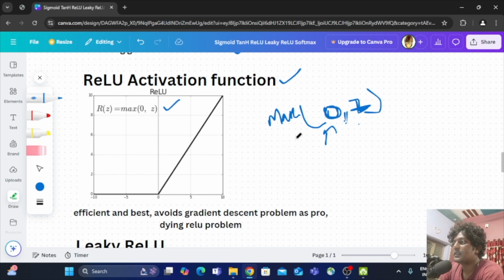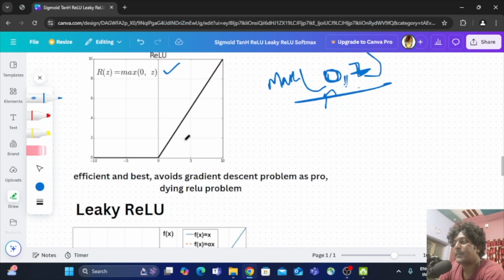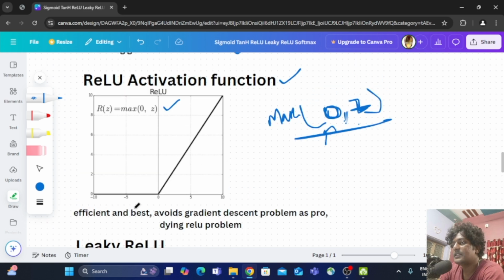This is the formula, and the pro is that it is very efficient. This activation function is very efficient and works well anywhere, and it is used highly, mostly in convolutional neural networks.